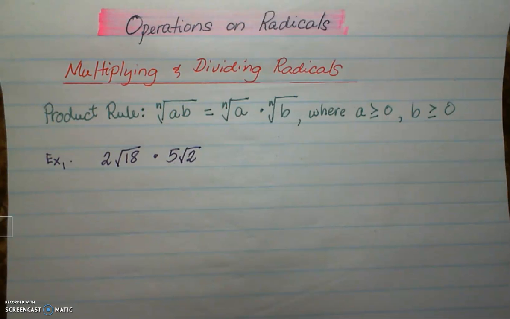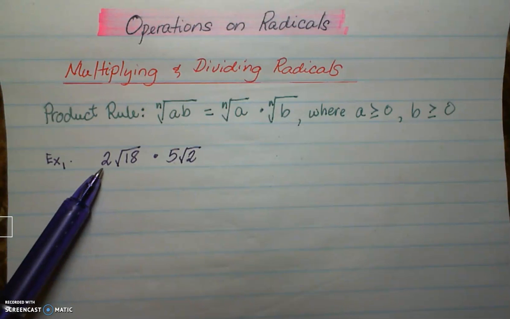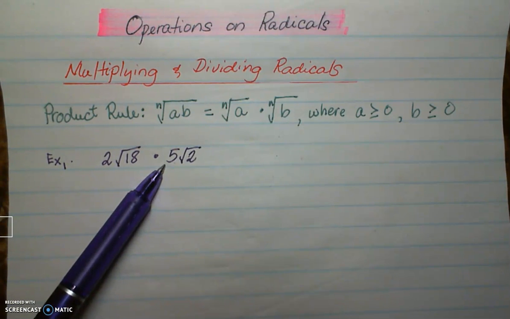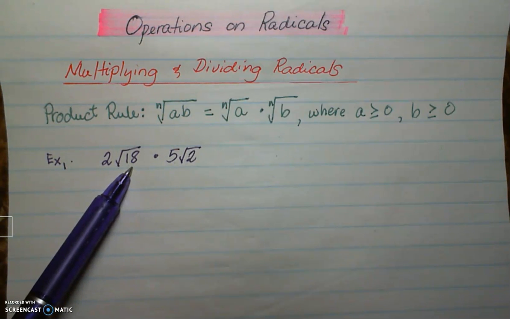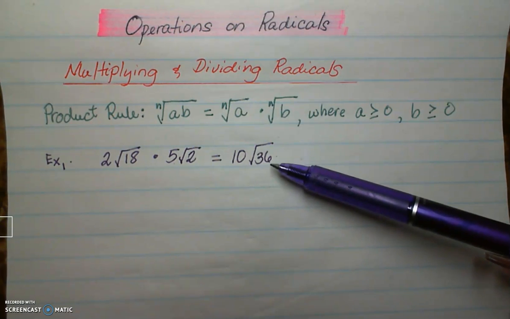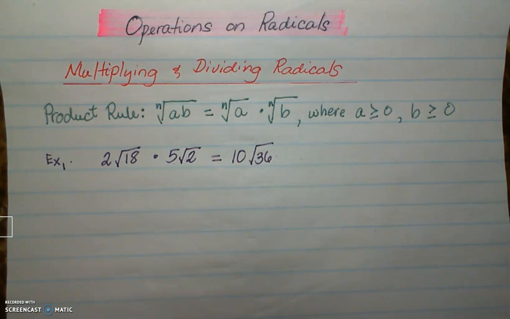All right, so example number 1: 2 square root of 18 times 5 square root of 2. What we're going to do here is multiply the coefficients, or the numbers in front of the radical, which is 2 times 5. That's going to be 10. And you will just multiply square root of 18 with square root of 2, which is square root of 36. To further simplify, we extract the square root of 36, which is 6. So that will be 10 times 6, which is 60.